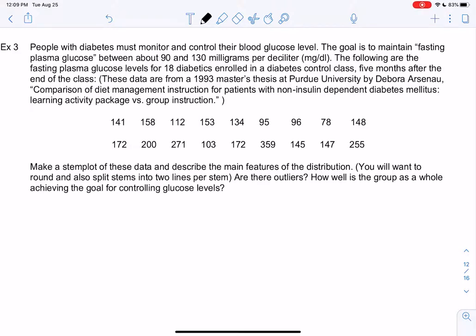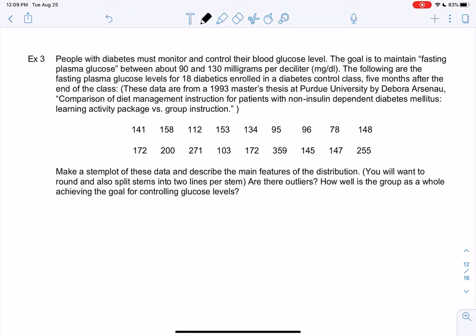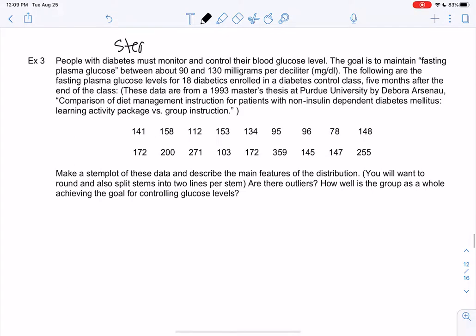All right, let's make one more stem and leaf plot. So, stem and leaf plot. Sometimes for short, it's called just a stem plot. It's a little long name. So let's look at some real data.